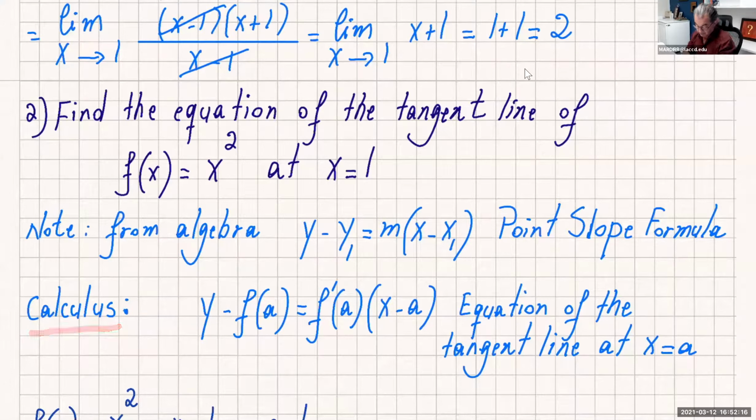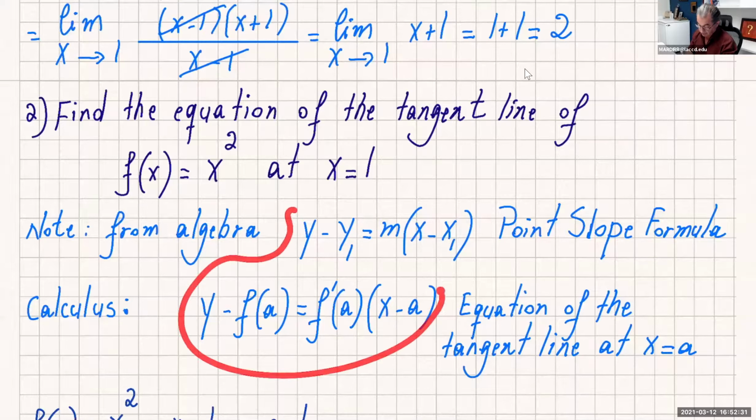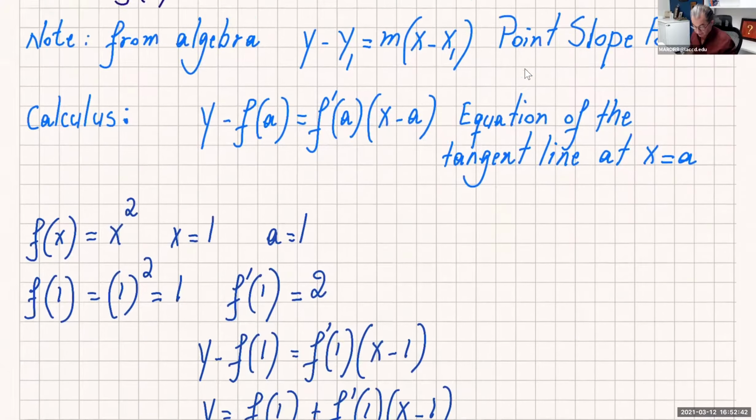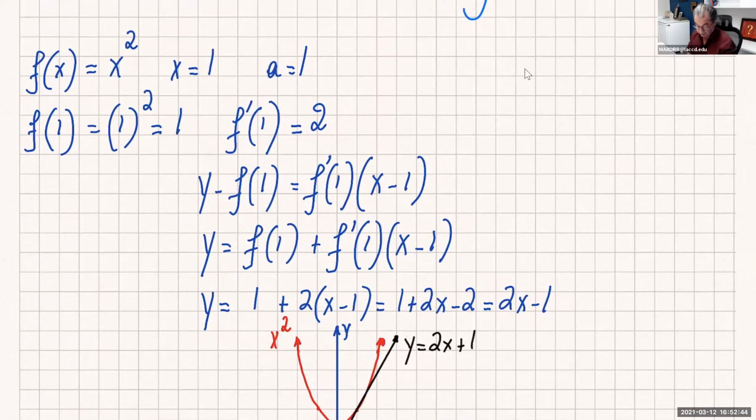In calculus, our y1 is just f of a, and m is the slope of the tangent line, which is f prime of a, and x minus x1 is x minus a. So these two are the same equation, but in calculus, that's how you write it. And this is the equation of the tangent line at x equals a. Let's see how we can find that with our function.